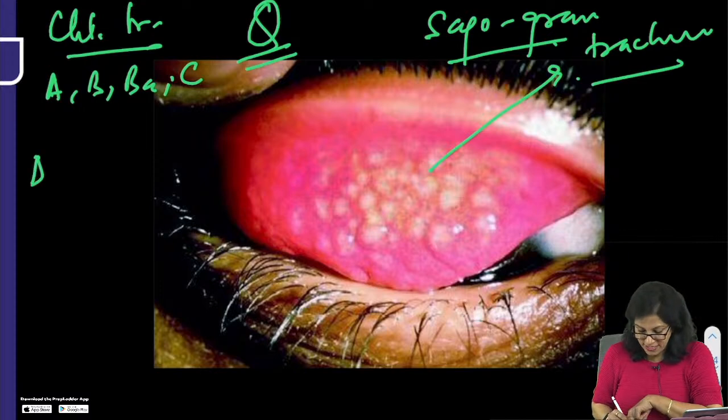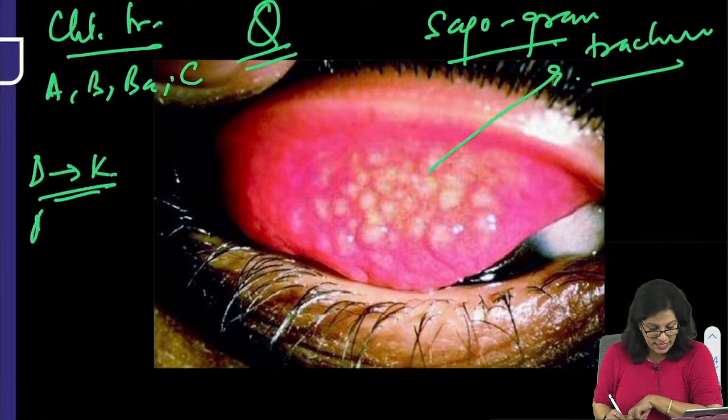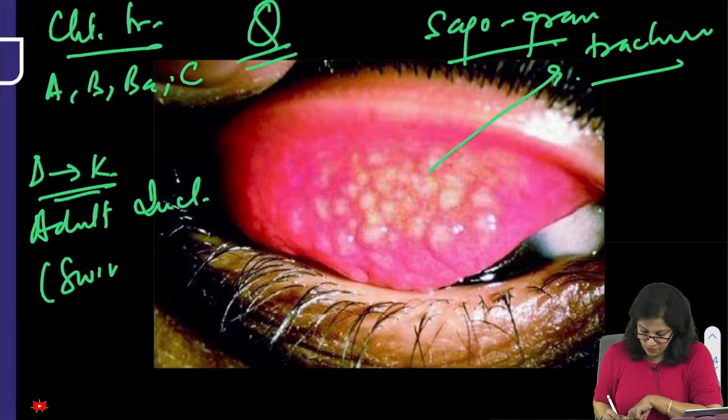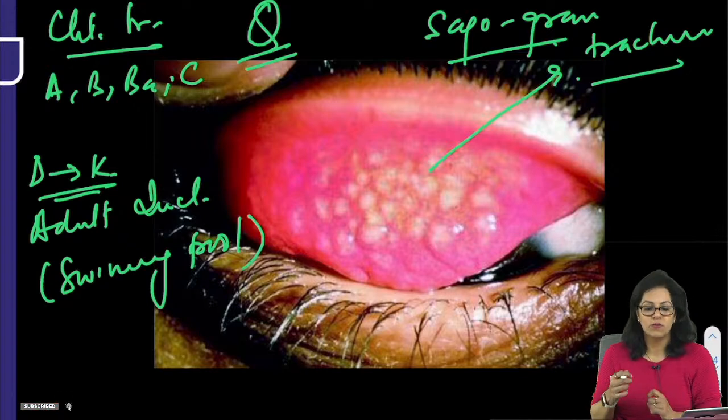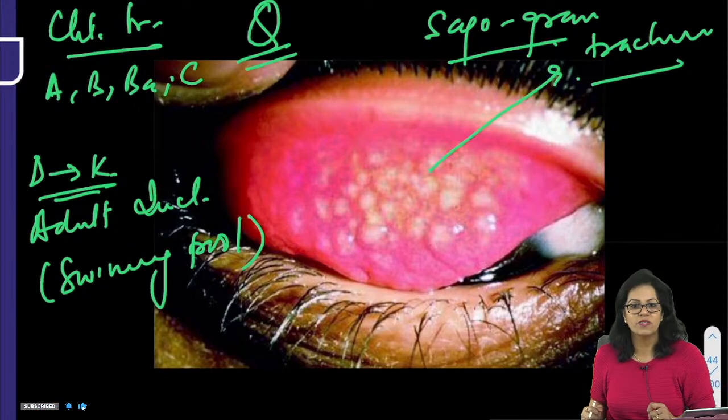They also ask you what does the strain D2K causes. You will answer adult inclusion conjunctivitis, which is also called swimming pool conjunctivitis. These are factual questions, so slightly faster. So be focused.